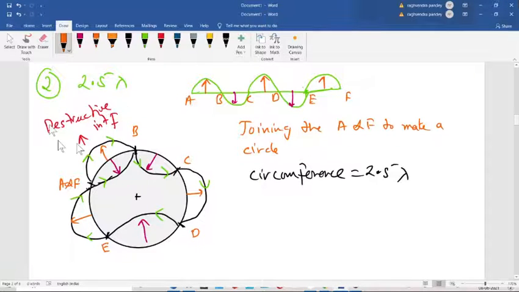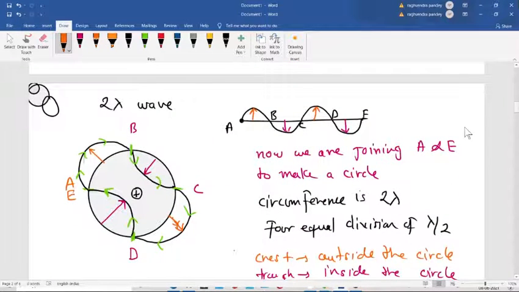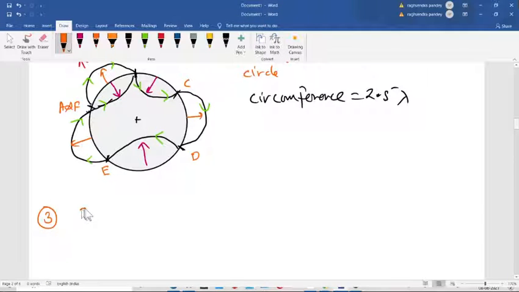No. Here it is destructive. 2.5 lambda is destructive. Okay, 2 lambda, yes, this one. Yes. That's why I will ask you the conclusion.